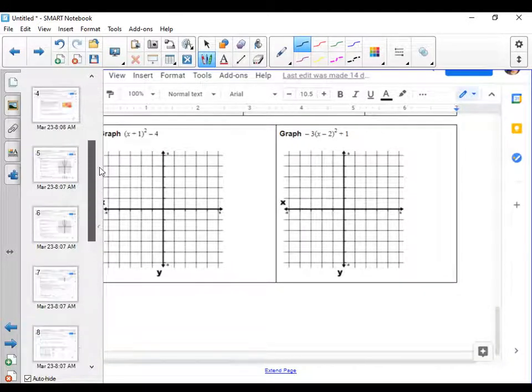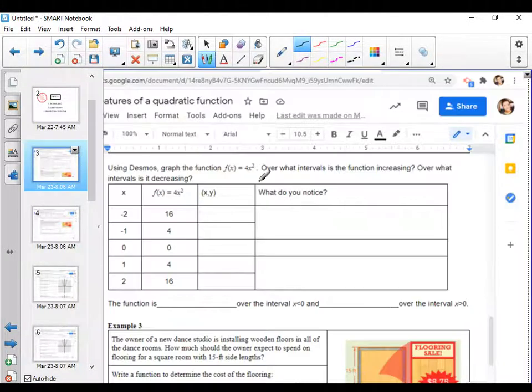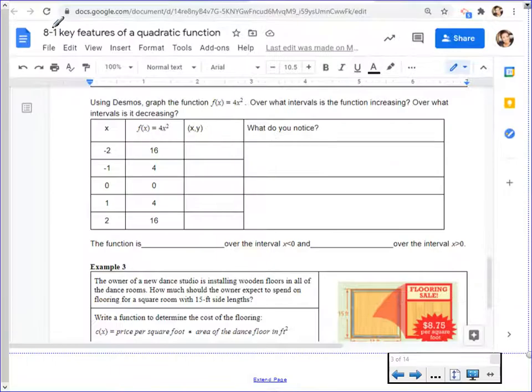We are on this problem right here. Looks like this, okay? Didn't quite finish this yesterday. This one they give you the equation f of x equals 4x squared. It says over what intervals is the function increasing, over what intervals is it decreasing. So we're just going to start.